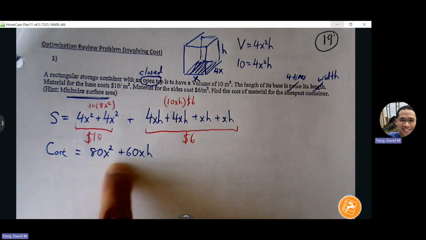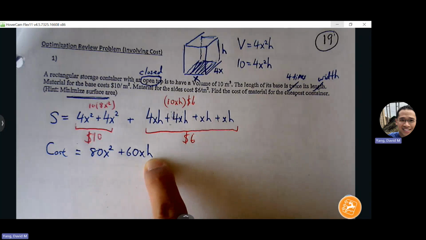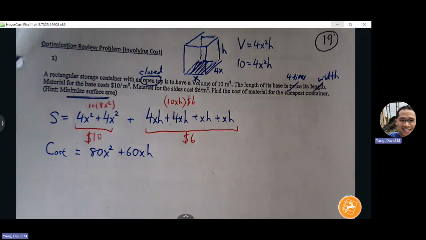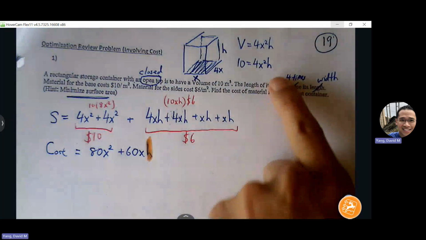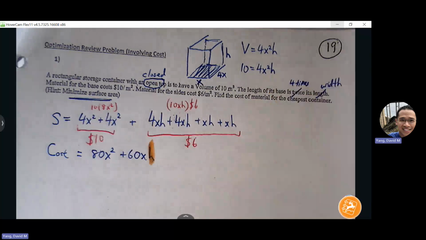We do want to find a derivative for cost, but something is still unresolved. We would like all this to be in terms of just what? x, one variable. So this h is what is sticking out here. We need to find a replacement for h, and that replacement is going to come from the support equation that we have for volume.